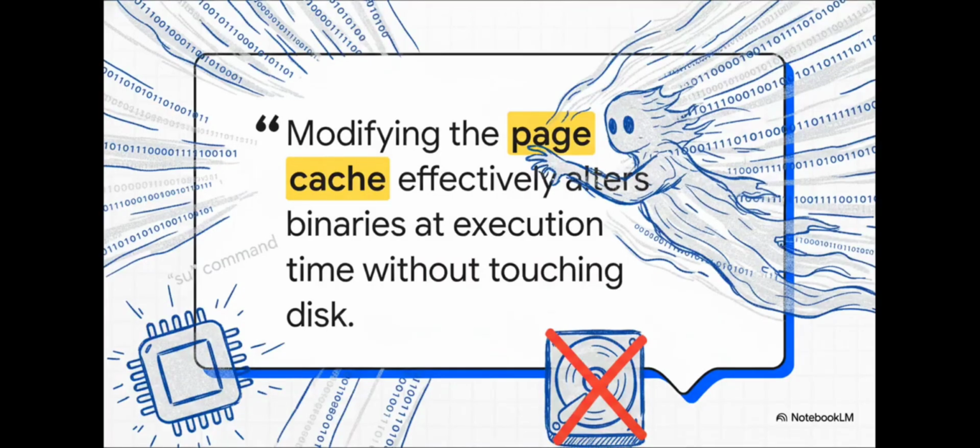And this brilliantly illustrates what Wiz calls a ghost in the machine. The quote here spells it out perfectly. By modifying that page cache, which is basically the temporary in-memory version of a program, the attacker alters the binaries right when they run without ever leaving a single trace on the physical hard drive. It's wild. They can inject malicious code into highly privileged binaries, like the su command, completely under the radar.